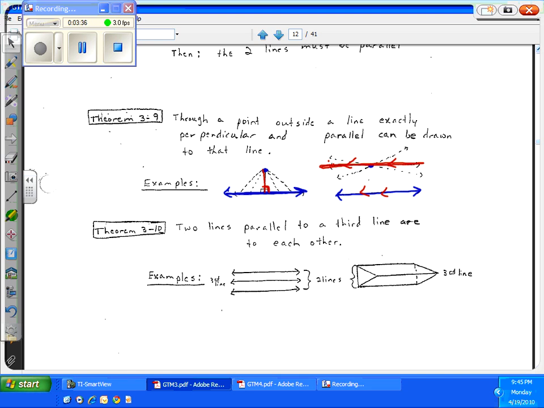Given a line and a point not on that line, exactly one parallel and one perpendicular can be drawn to the line. These other things are not perpendicular. See, only one. These things are not parallel. Only one. Through a point outside a line, exactly one perpendicular and one parallel can be drawn to the line.